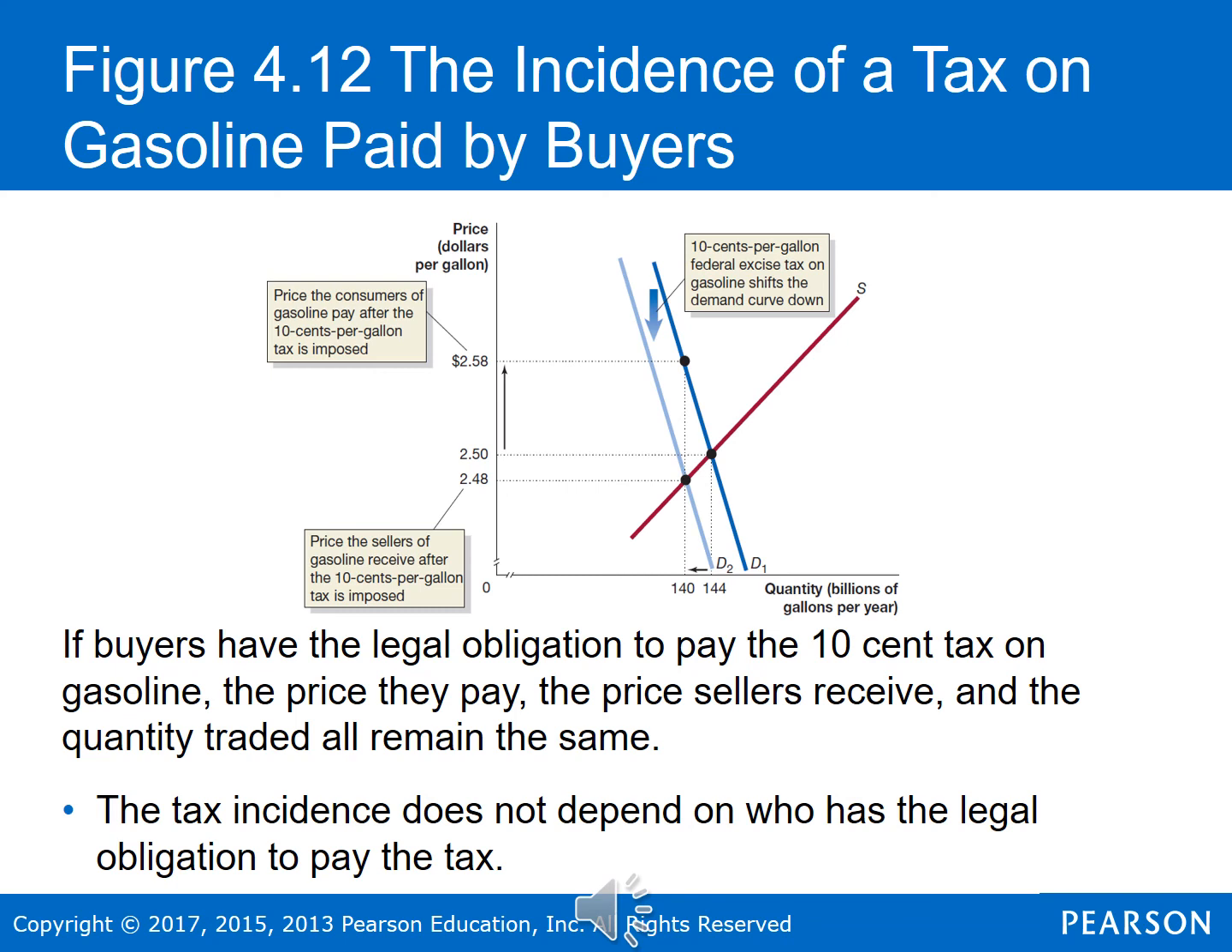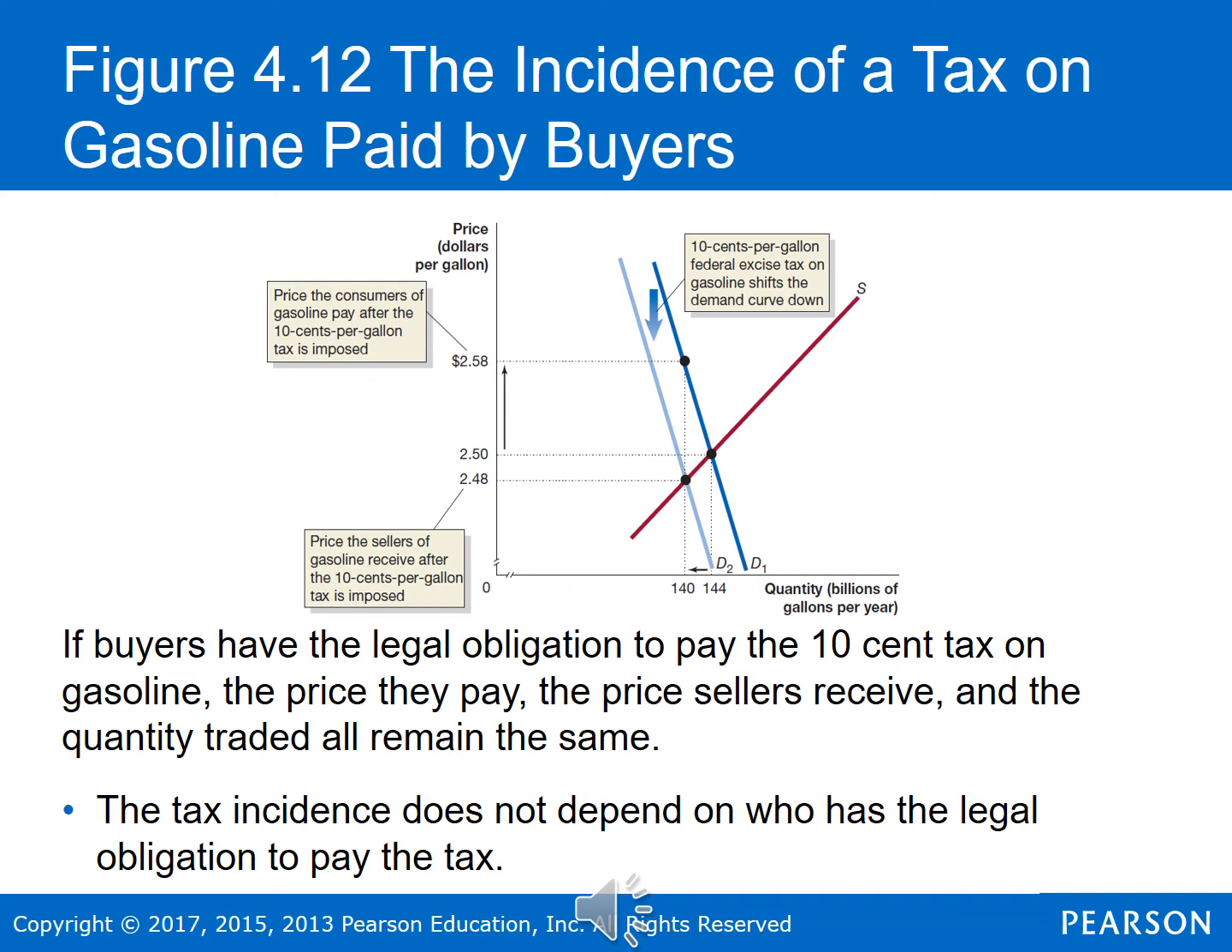Now that we add on this tax and we shift the demand curve down to D2, where the new demand curve crosses the supply curve is going to be at $2.48. So that's the price that sellers of gasoline are going to receive with this new 10-cent per gallon tax imposed. The price that consumers are going to pay is at this quantity, 144 billion gallons of gasoline per year, where that crosses the initial demand curve, so at the price of $2.58.